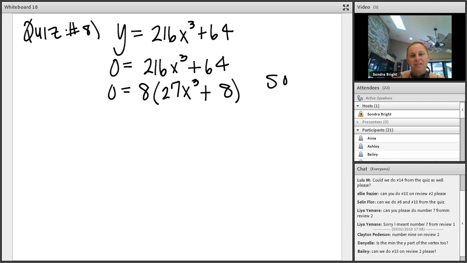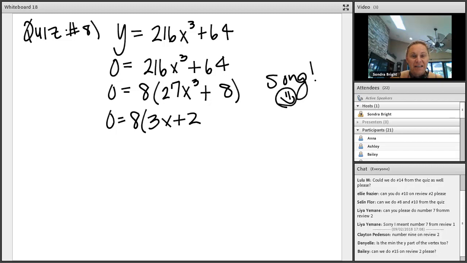And then this is the song, which isn't really a song. It's just a chant little thing, but I guarantee you on the test you're going to have that. All right, so you take the cube root of the first and the cube root of the second with the sign in the middle. Then square the first, change the sign, multiply it together, and square the last. And the last one's always positive.